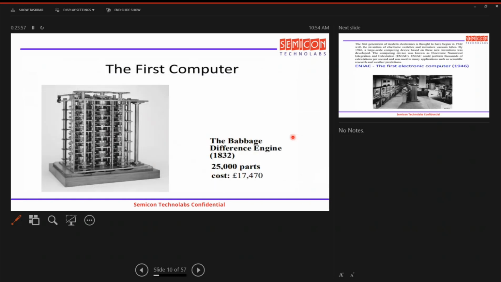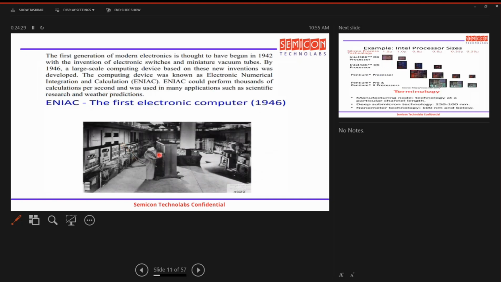Now let's see the first computer. This should be an interesting slide, because if you can see here, the size of the first computer is so big. This is in 1832, almost 90 plus years back. The Babbage difference engine. This had 25,000 parts and the cost was 17,470 pounds. It was so big and mainly based on mechanical operation. This will be clear in this particular slide. If you see here, 1, 2, 3, 4, four people are working.